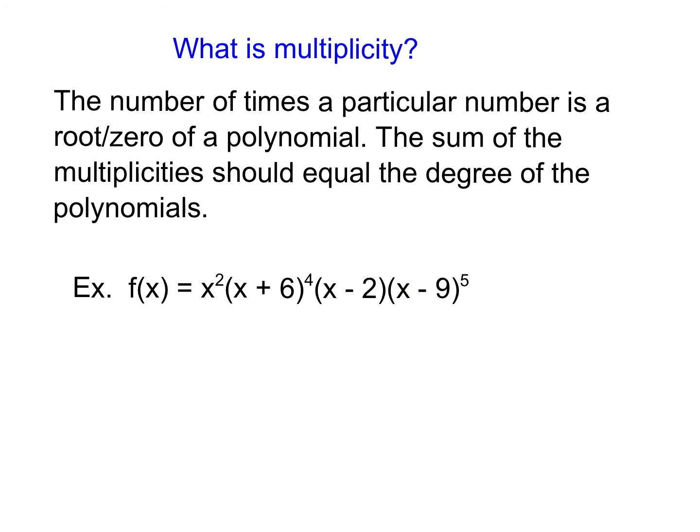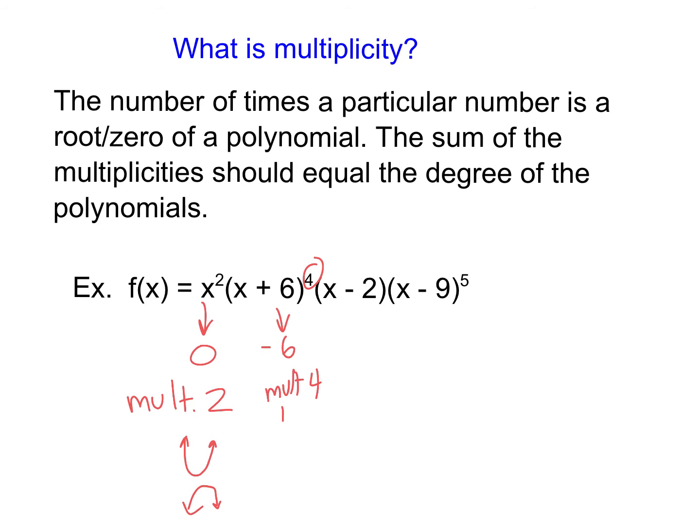So a multiplicity is the number of times a particular number is a root or a 0. The sum of the multiplicities should equal the degree. So this has a root of 0. It's a double root. It's got a multiplicity of 2. At 0, 0, it's going to have a little parabola, either upward facing or downward facing. We have no way of knowing which. Right? To the 4th, so at negative 6, we have a multiplicity of 4.